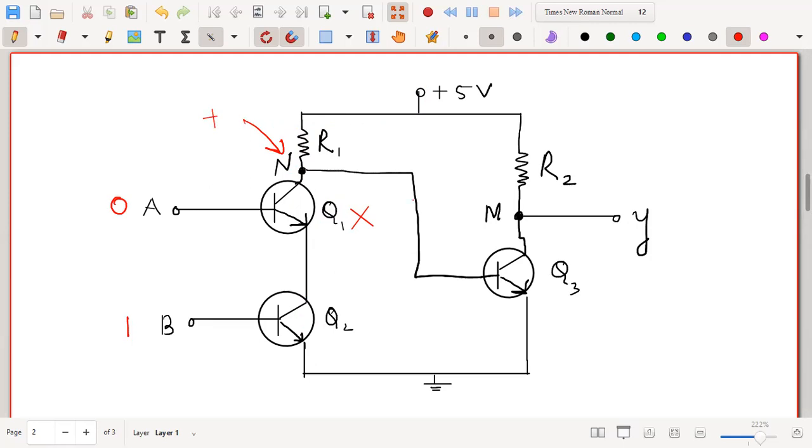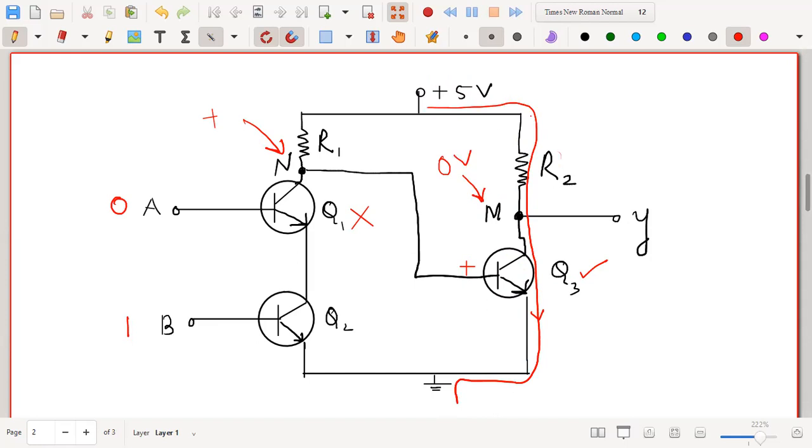Since the point N is connected to the base of Q3, the base of Q3 will get a positive potential. Now if it is getting a positive potential, then the transistor Q3 will work. If the transistor Q3 works, the current will now flow from here to the ground like this. Since the current is flowing through this transistor Q3, all the voltage would be dropped across R2, and as a result the point M will go to zero potential.